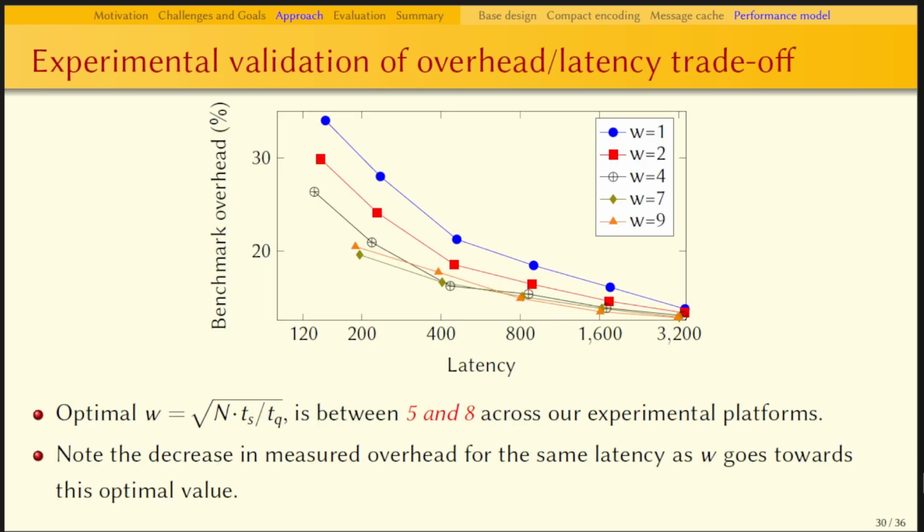This chart shows a direct illustration of achieving an optimal value for W. The curves in this chart represent W's effect on overhead and latency. For example, let's take a look at latency at around 200 events. We can see that small values of W will yield relatively high overhead. By increasing W, we start to approach a minimal overhead measurement. Using our theoretical model, we find that an optimal W is about 5 to 8, and our validation supports this.